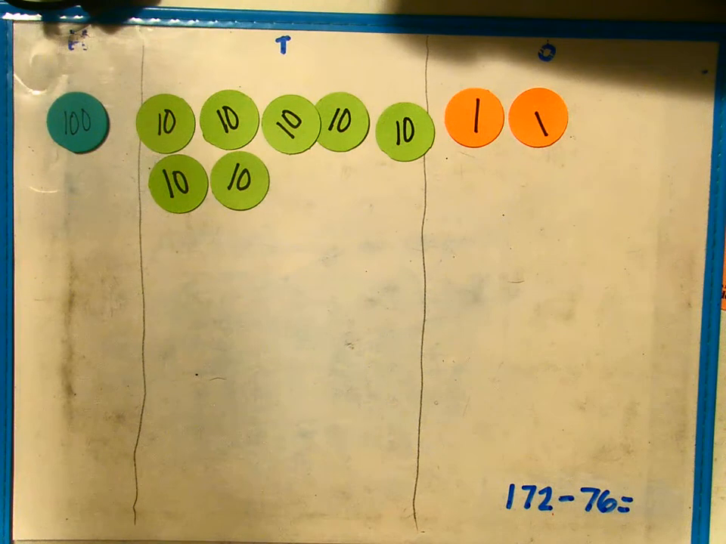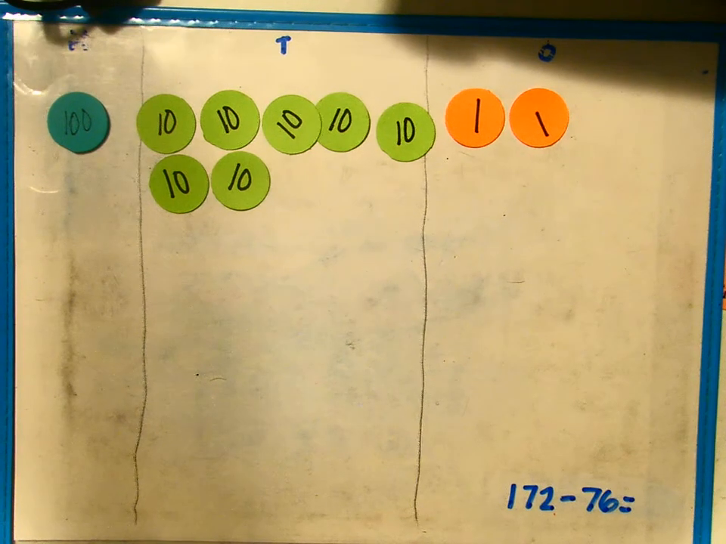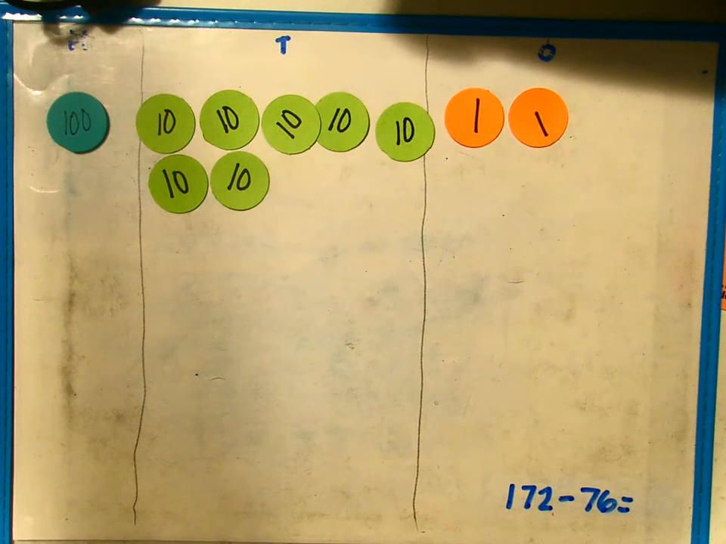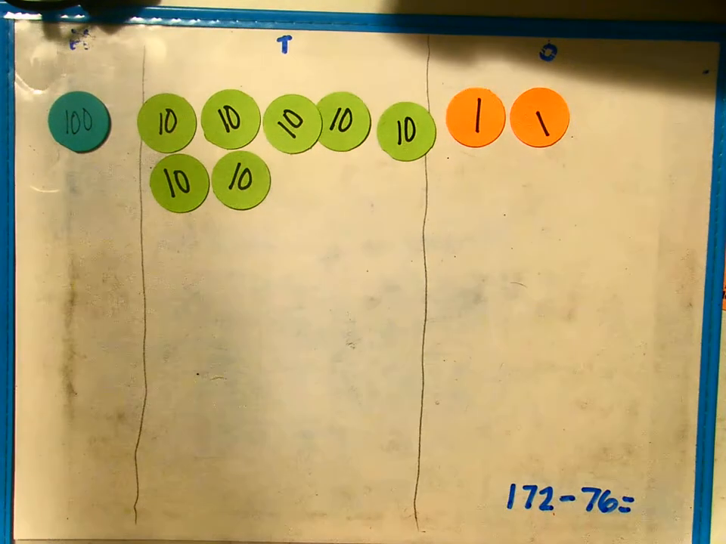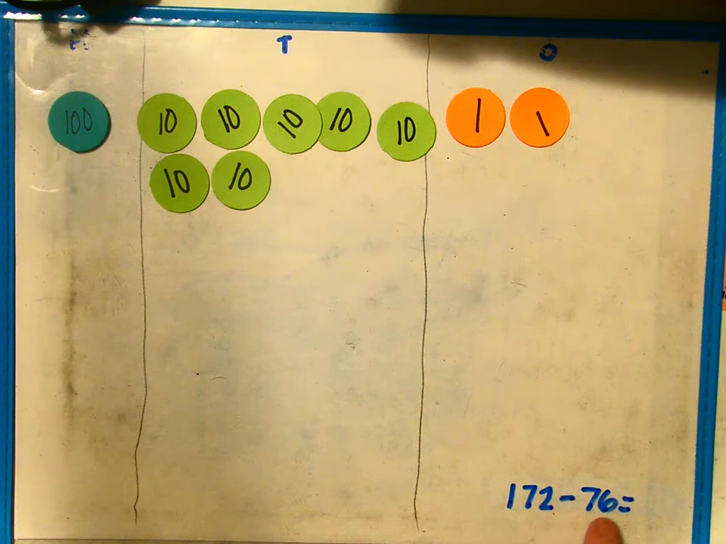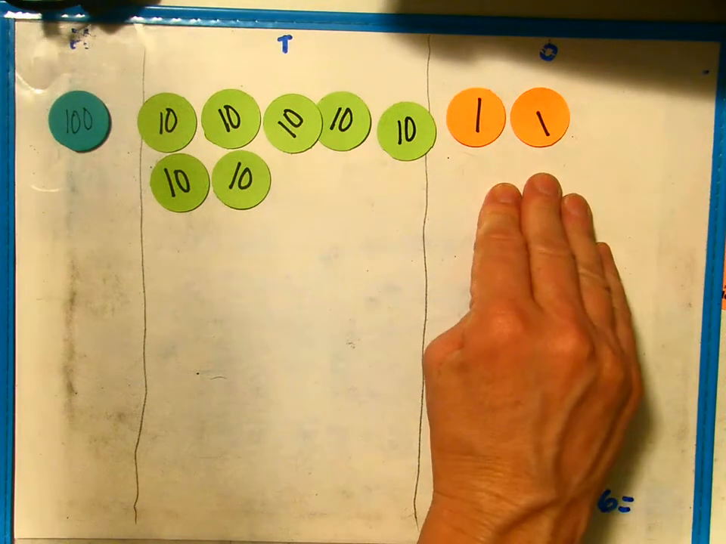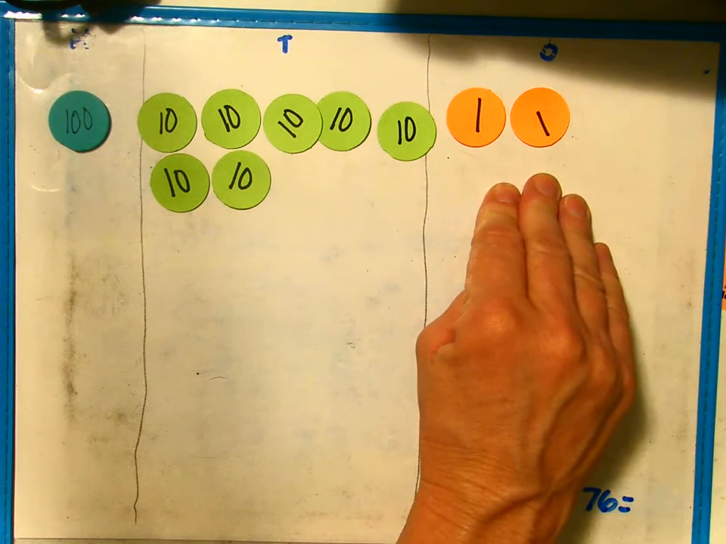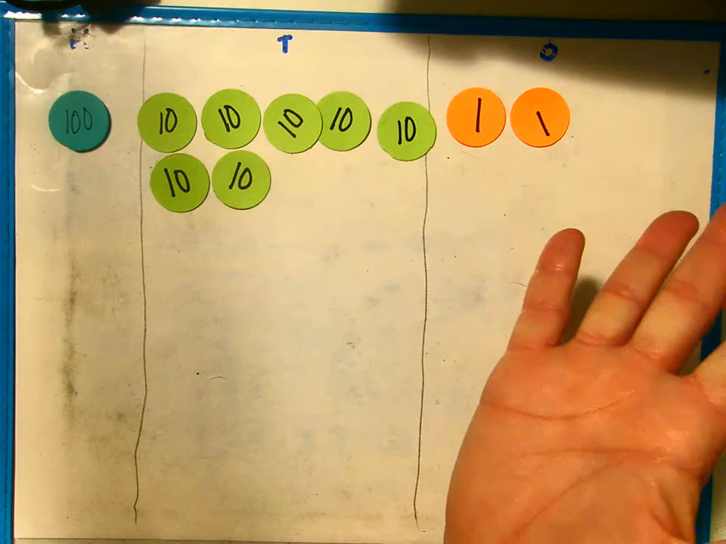It saves a little bit of time. Sometimes this can take a long, long time. So we have 172 and we're taking away 76, starting with the ones. Can I take 6 ones? Nope. What am I going to do?